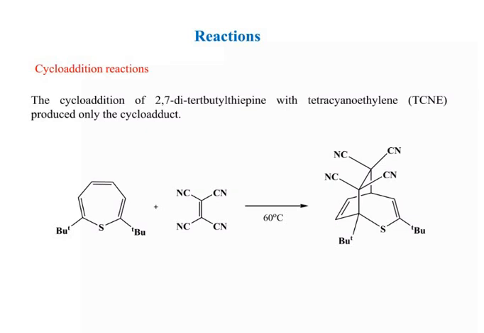Now, cycloaddition reaction. The cycloaddition of 2,7-di-tert-butylthiepine with tetracyanoethylene, TCNE, produces only the cycloadduct. You can see the product, a 7-member sulfur-containing thiepine.